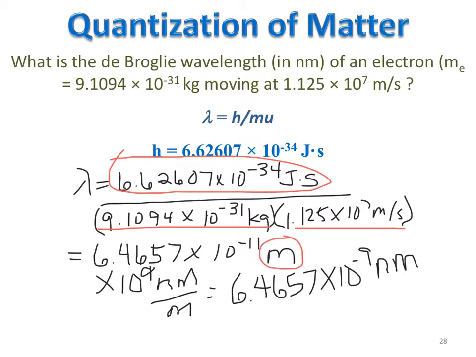Thus, to get the nanometer equivalent, we have to multiply by 10 to the 9th power, which changes this 6.4657 times 10 to the negative 11th to 6.4657 times 10 to the negative 2. Sorry about that. I wrote 9 at first, but it's supposed to be a negative 2.